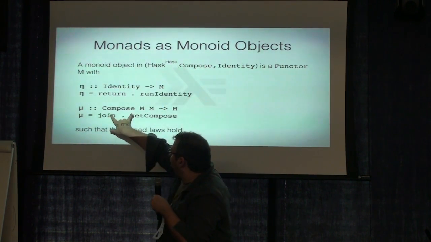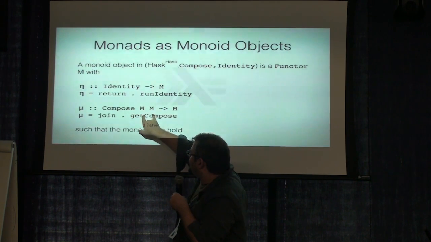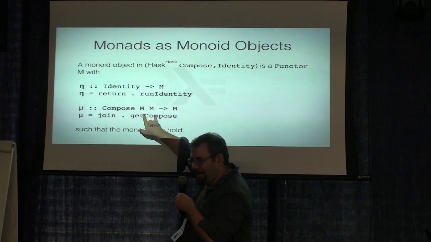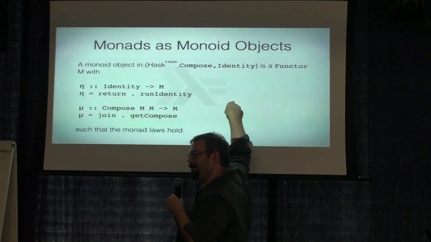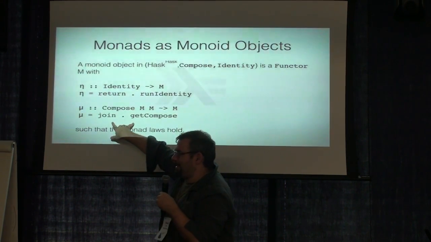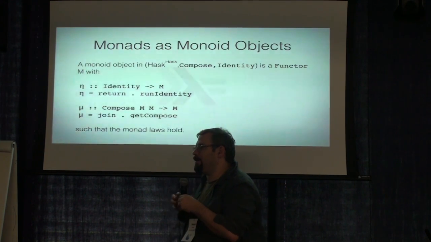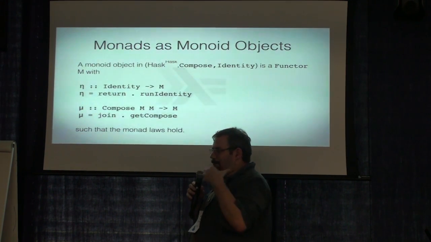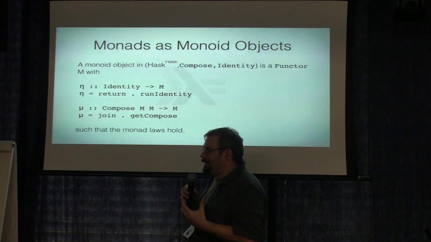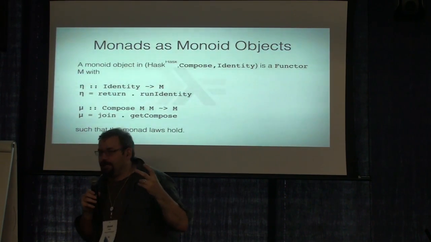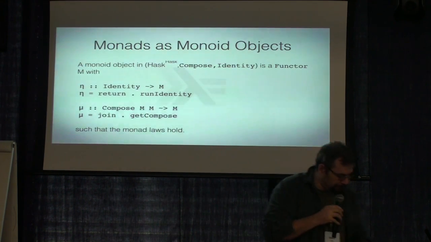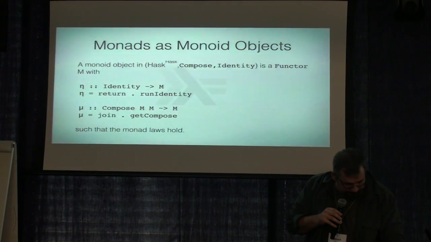And we have mu here, which says that there's a natural transformation from the composition of M and M to M. So this is M of M of A goes to M of A. Okay, and so that's join. So we've now made more rigorous, at least, the notion of monads as monoids in the category of endofunctors. So let's go further.